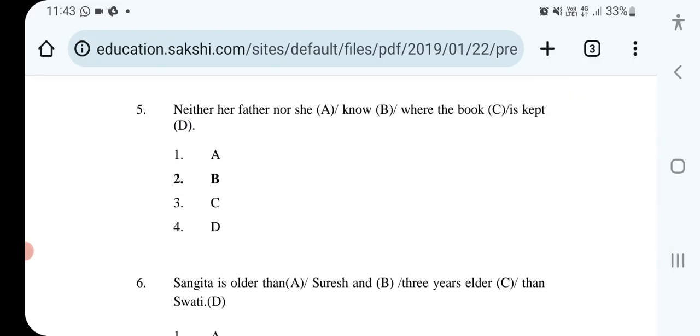Neither her father nor she knows where the book is kept. Knows. Neither her father nor she knows. But here k-n-o-w is there. It should be knows. So the error is in part B.